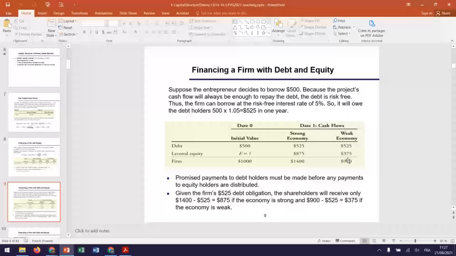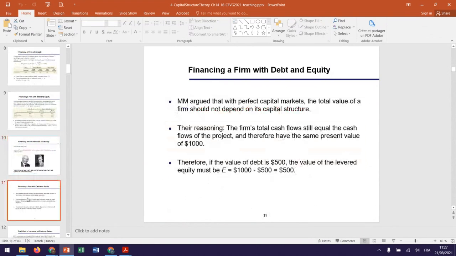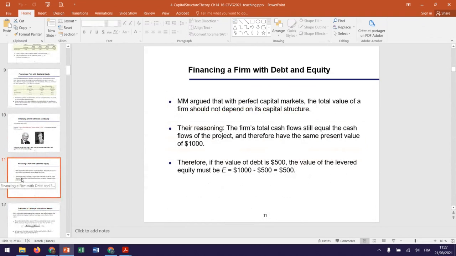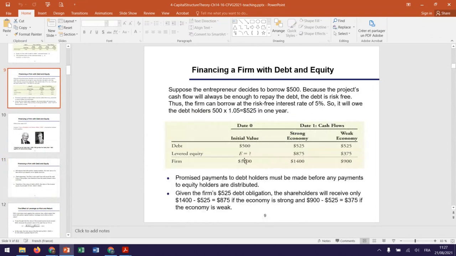If you order the size of the pizza of the L size, the size of the pizza cannot increase or decrease due to the way you cut the pizza. They said exactly the same thing. All right. So in that case, they're going to propose that your 1,000, which is the market value of your project or the market value of your firm, should not change. 1,000 should be 1,000. So if the debt market value is 500, therefore the E should be 1,000 minus 500, which is equal to 500.